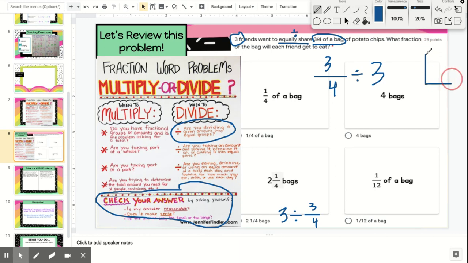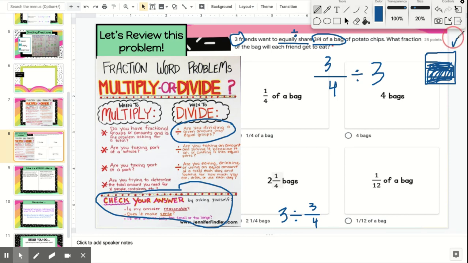If you have a bag of chips, here's our bag of chips. There's only 3/4. If I were to split this into fourths, there's only 3/4 of the bag left. This is how much chips are left in the bag. This amount is being split amongst 3 friends. And the question is asking, what fraction of the bag will each friend eat?